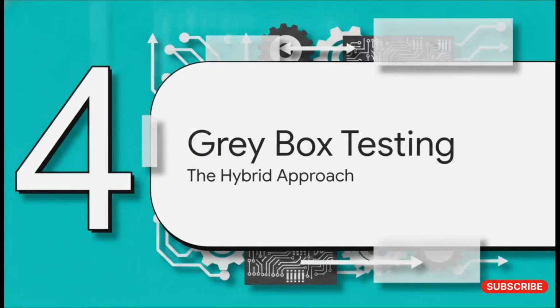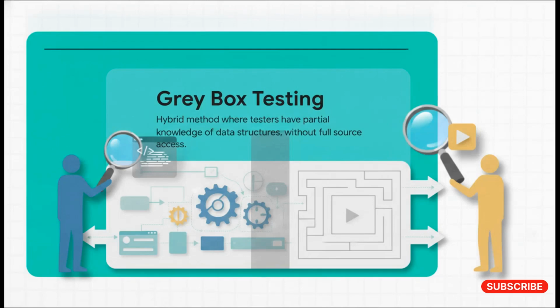Okay, moving on to Section 4, Gray Box Testing, the hybrid approach. So, what do you think happens when you combine the best of both of those worlds? Well, you get gray box testing. This is a hybrid method, and the absolute defining characteristic here is that testers have partial knowledge. They understand the internal data structures and the architecture, so they kind of know the lay of the land, but they completely lack access to the granular source code. It's this brilliant middle ground that bridges the gap between the deeply technical developer and the strictly functional end user.